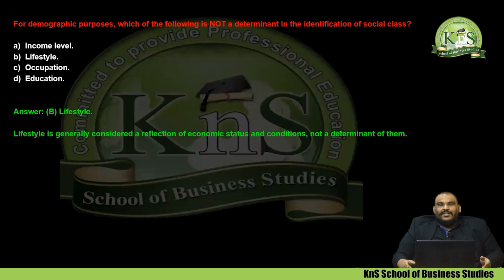Okay? The lifestyle will come later. First, you have to increase your income level. You have to go to a better place, like maybe a more developed country, get a higher education, and then you can afford to have a good lifestyle. Right? Lifestyle is the result of income, occupation, and education. It's not a determinant of them. Right?